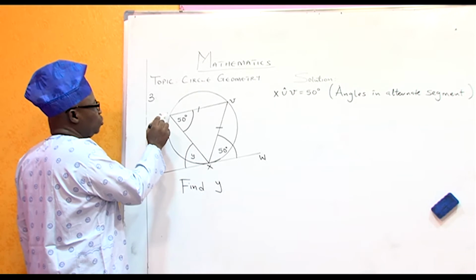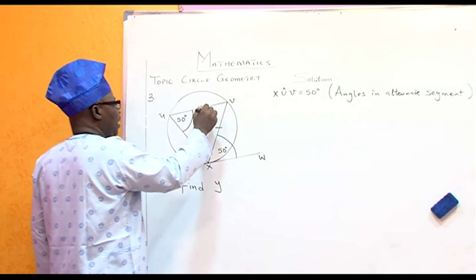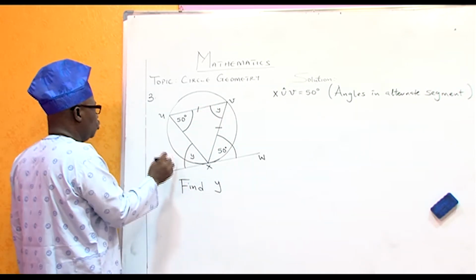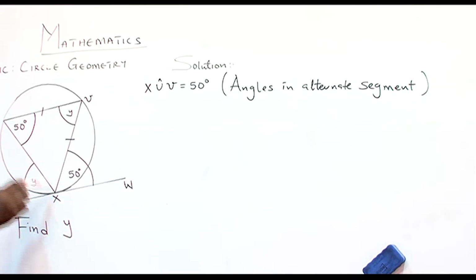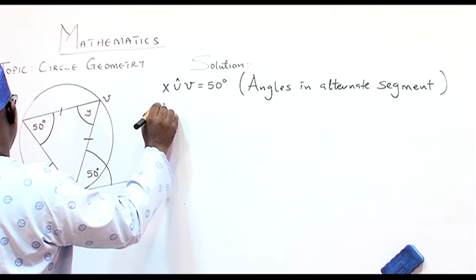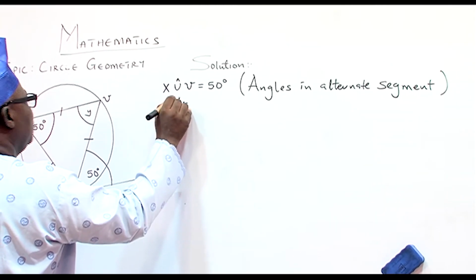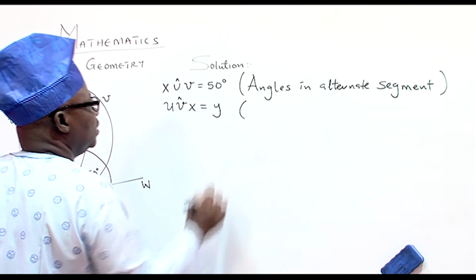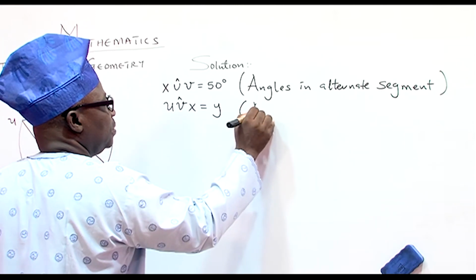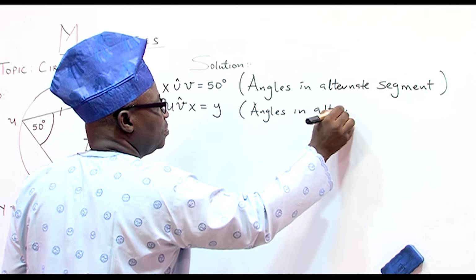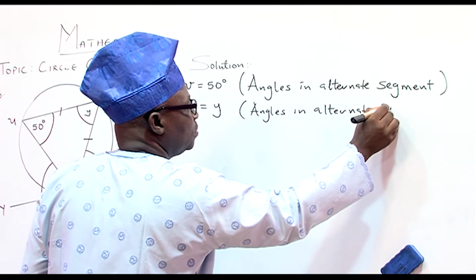Likewise, if you look at angle UVX, which is this, it is also going to be y. It will be equal to angle YXU. So I can also report that as angle UVX is going to be y. The same reason: angles in alternate segment.